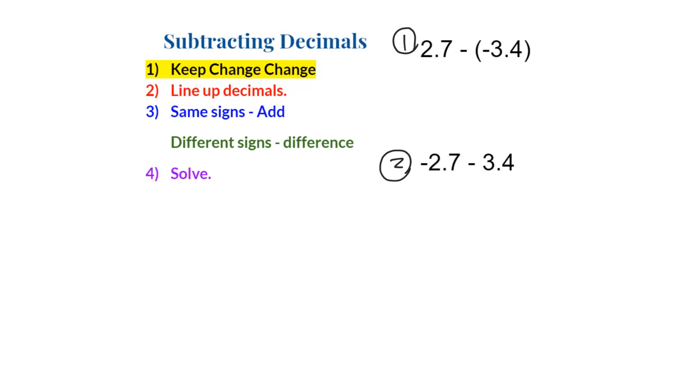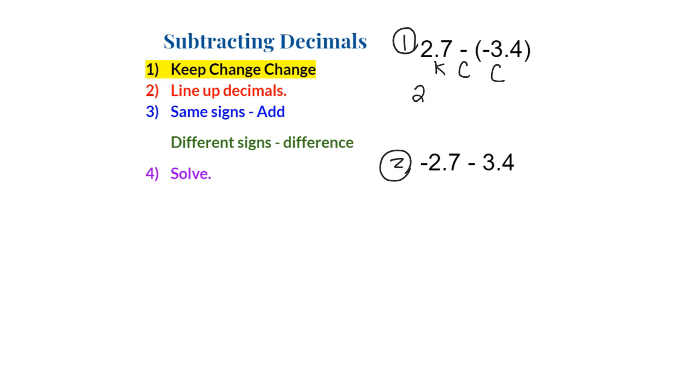In this video, we will talk about how to subtract decimals when we have positives and negatives. The first step we want to do is go ahead and do our keep, change, change, since this is a subtraction problem. So for the first question, I have 2.7 minus negative 3.4. I'm going to keep my 2.7, change subtraction to addition, and change negative 3.4 to positive 3.4.